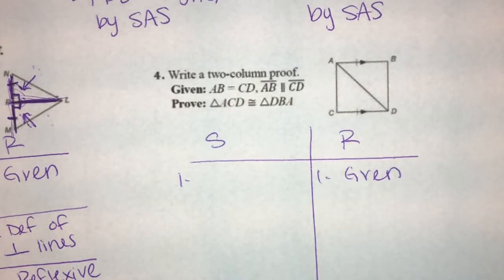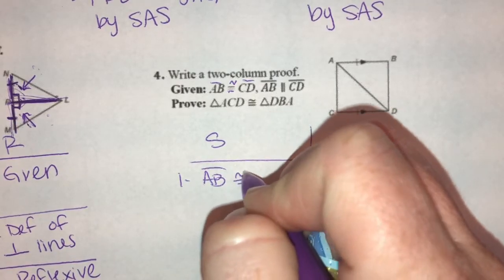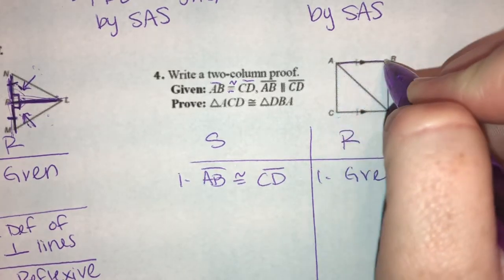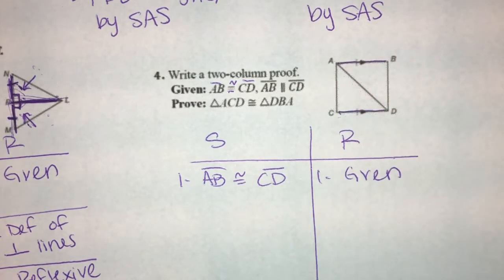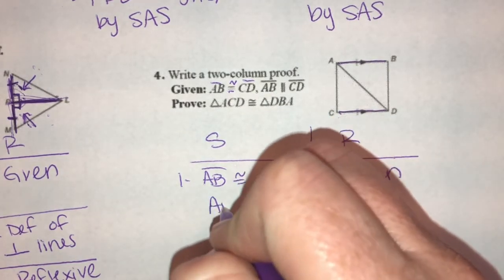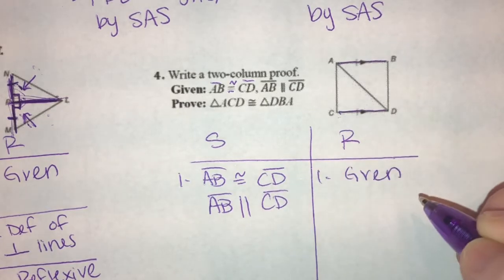AB minus CD. Okay, well, I think this is supposed to be congruent. I don't think it was marked completely. AB is congruent to CD, and it's also marked here congruent, so I know that it was supposed to be written that way. And that's given, and then AB is parallel to CD. And that's all given.